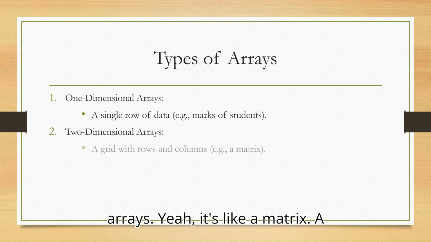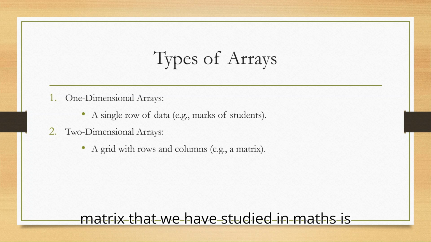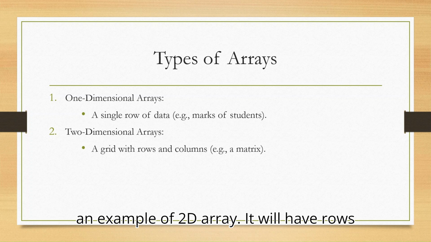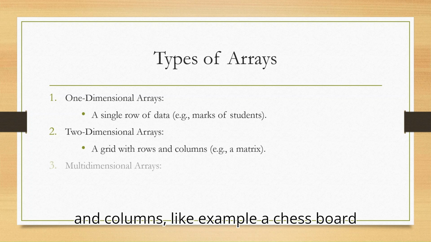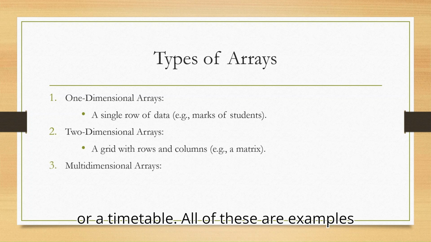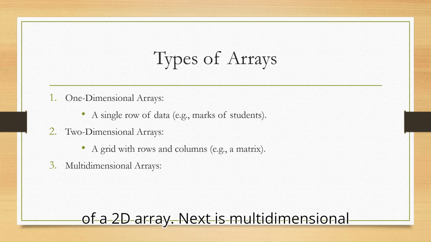Now, 2D arrays, yeah, it's like a matrix. A matrix that we have studied in maths is an example of a 2D array. It will have rows and columns. Like, for example, a chessboard or a timetable. All of these are examples of a 2D array.